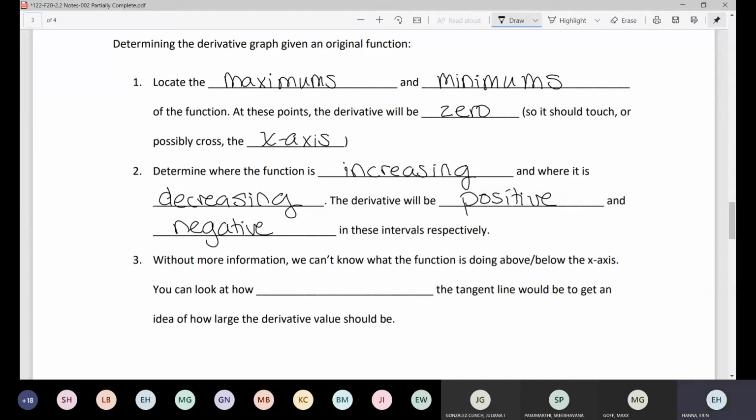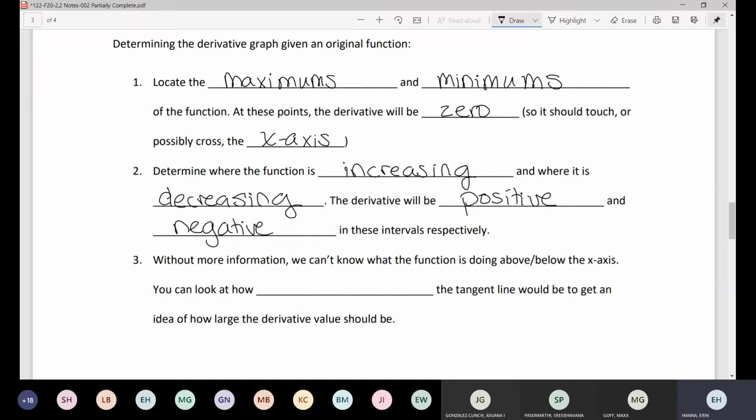Which is exactly that relationship that we took down in the notes on Monday. If the original function is increasing, the derivative is positive. If the original is decreasing, the derivative is negative. That's usually the most information we can pull. So we don't really know what it's doing above or below the x-axis, usually we don't care, because that is enough information for us to get the right choice.